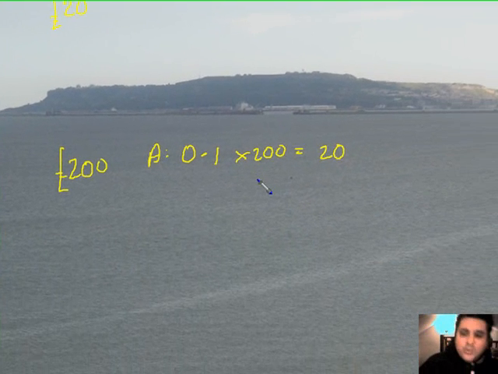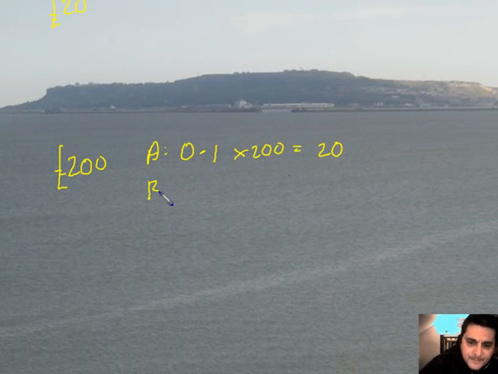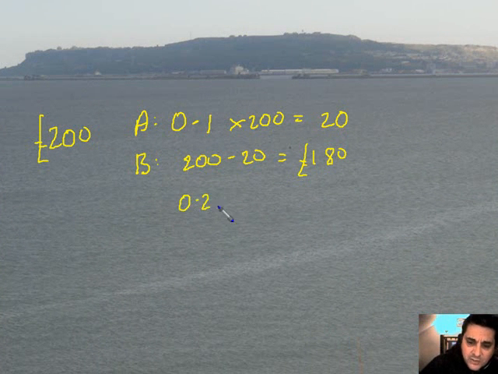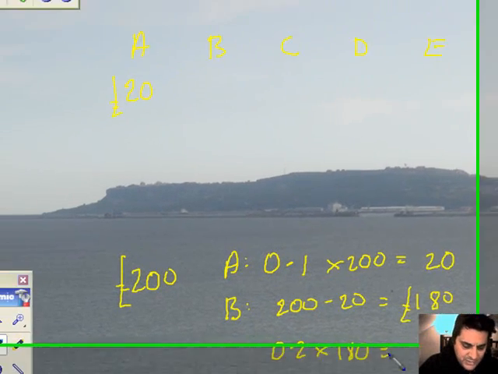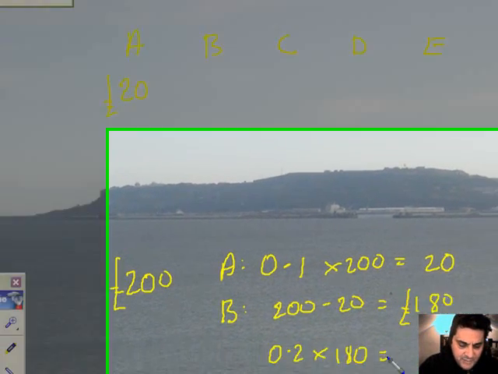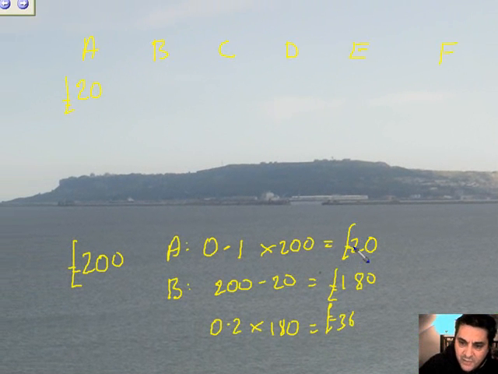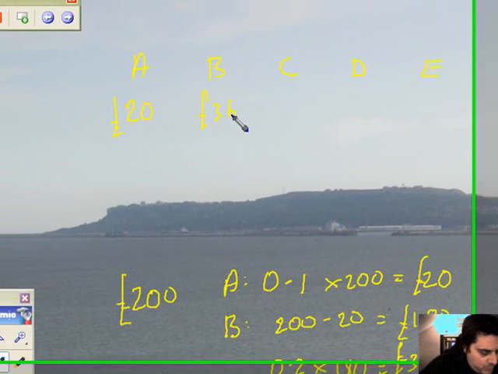Ben gets 20% of what's left. Well, what is left? £200, take away the 20, leaves £180. Ben doesn't get all that, he gets 20% of that. So 0.2 times 180, Ben gets £36. Let's give Amy her pound sign back. So Ben gets £36.